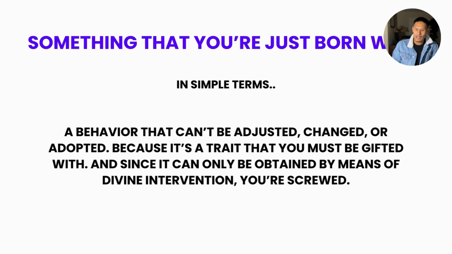In simple terms, something that you're born with is simply a behavior that can't be adjusted, changed, or adopted. Because it's a trait that you must be gifted with. And since it can only be obtained by means of some divine intervention, you're screwed. That's what it means when you say you're just not born with something. You're basically saying, I wasn't gifted with this, so there's no way I can learn it. Okay, just because you're not gifted to play the piano, who says that if you dedicate a year, you can't learn how to play the piano? Exactly.